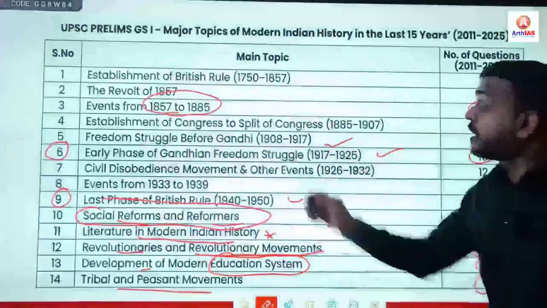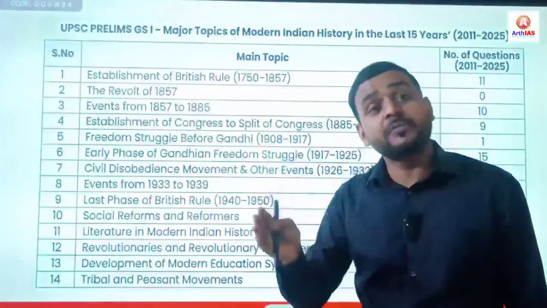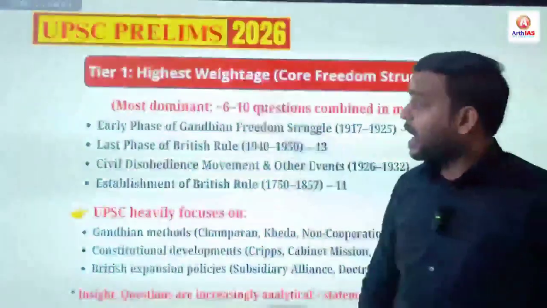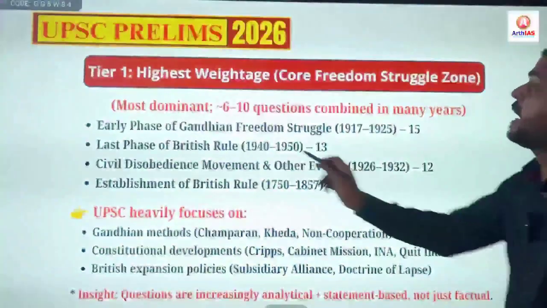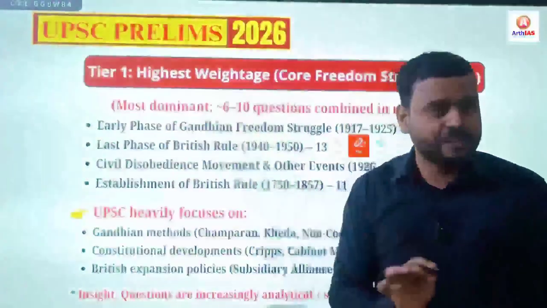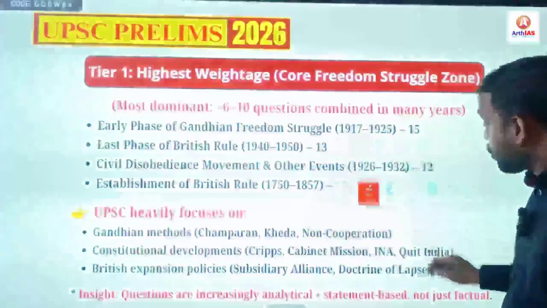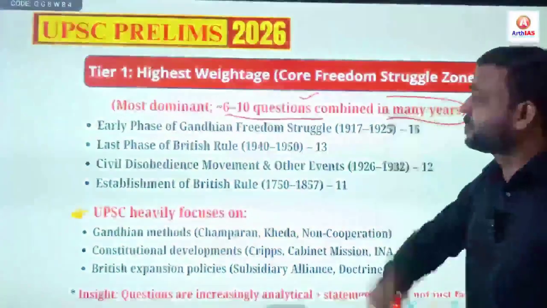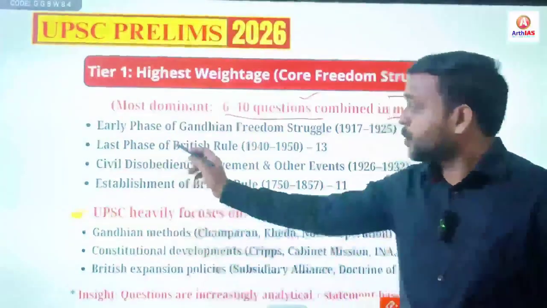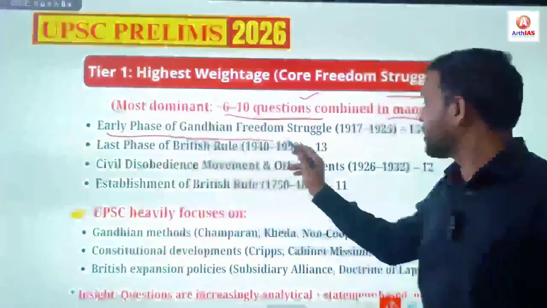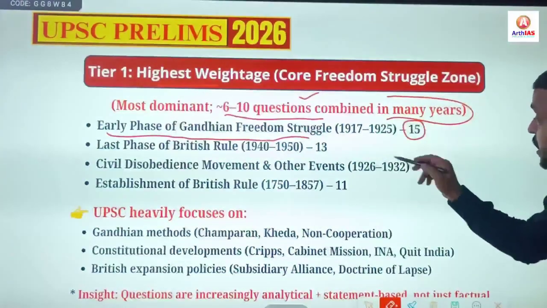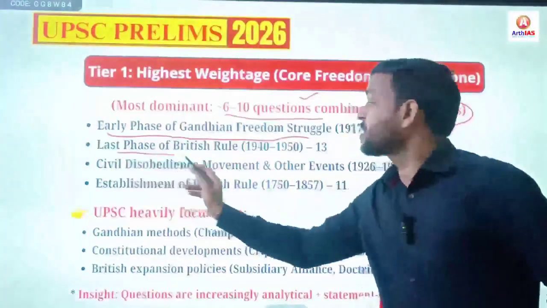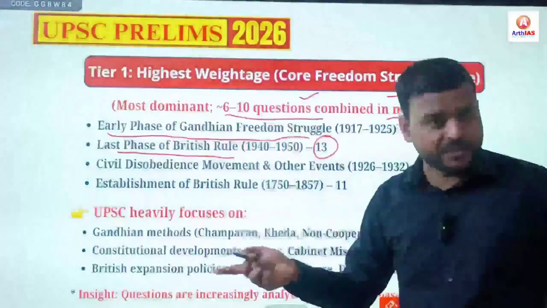Now, I have categorized certain topics in 5 tiers, and you have to revise your modern Indian history in the same manner I am telling you. First is tier 1, and here you have to give your highest weightage. This is the core of modern Indian history, and mostly 6 to 10 questions combined come in many years. The first topic is the early phase of the Gandhian freedom struggle; 15 questions have been asked from this topic only in the last 15 years. Next is the last phase of British rule, again 13 questions.